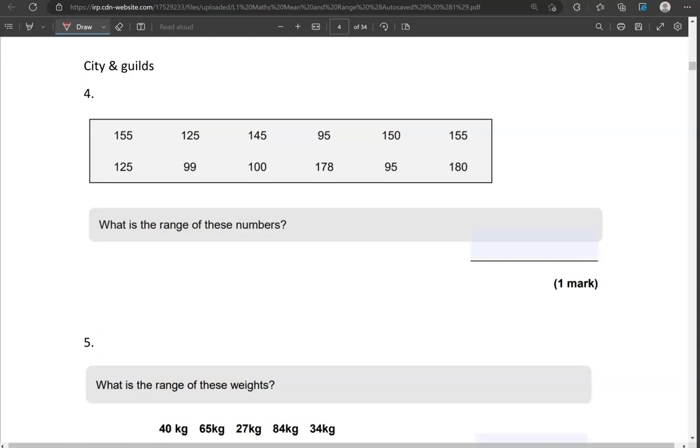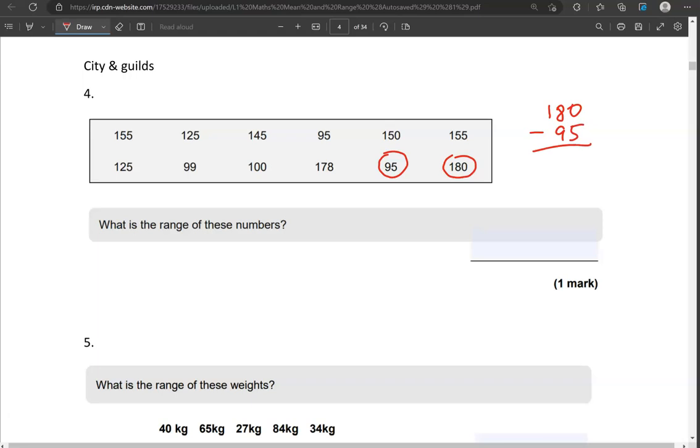What is the range of these numbers? So range now, identify the highest number out of 155, 125, 145, 95, 150, 155, 125, 99, 100, 178, 95, 180. So 180 is the highest, and 95 is the lowest. So we'll do 180 take away 95.